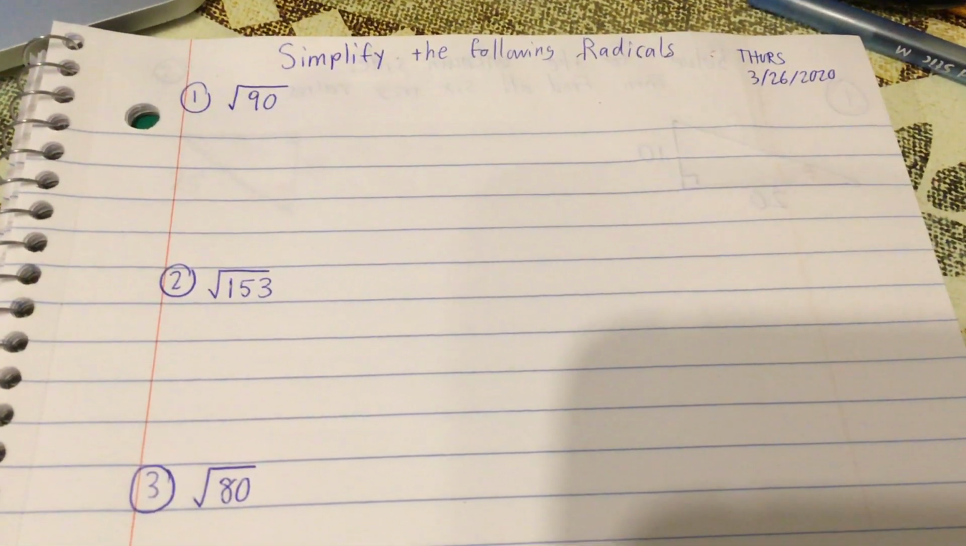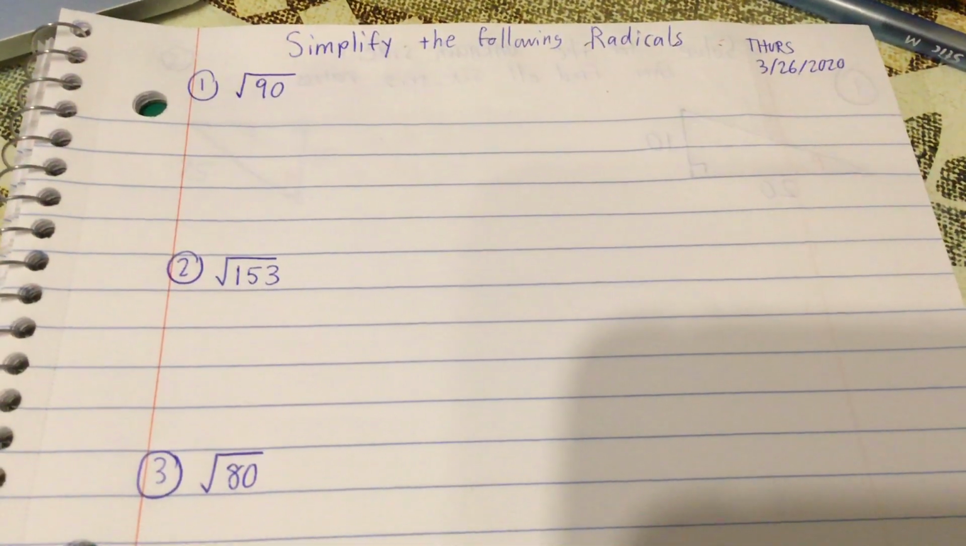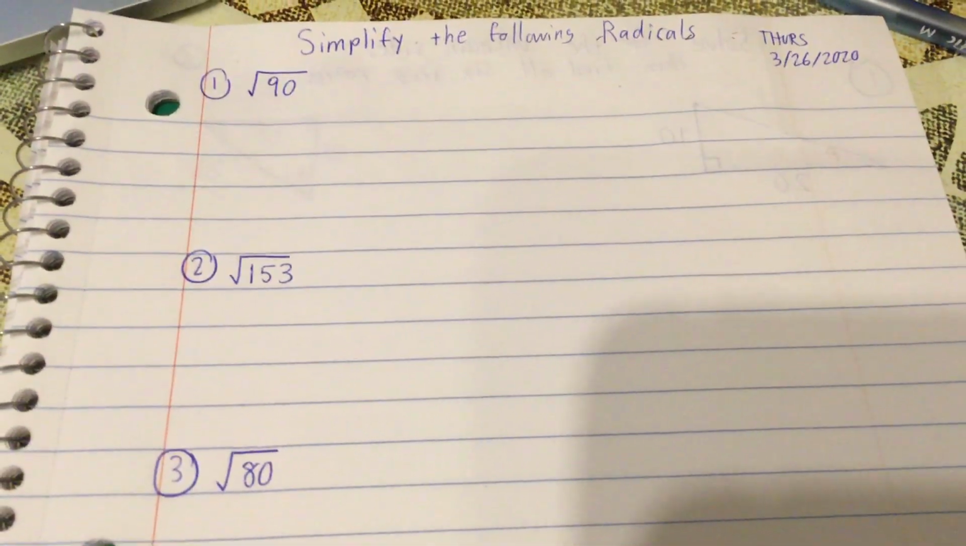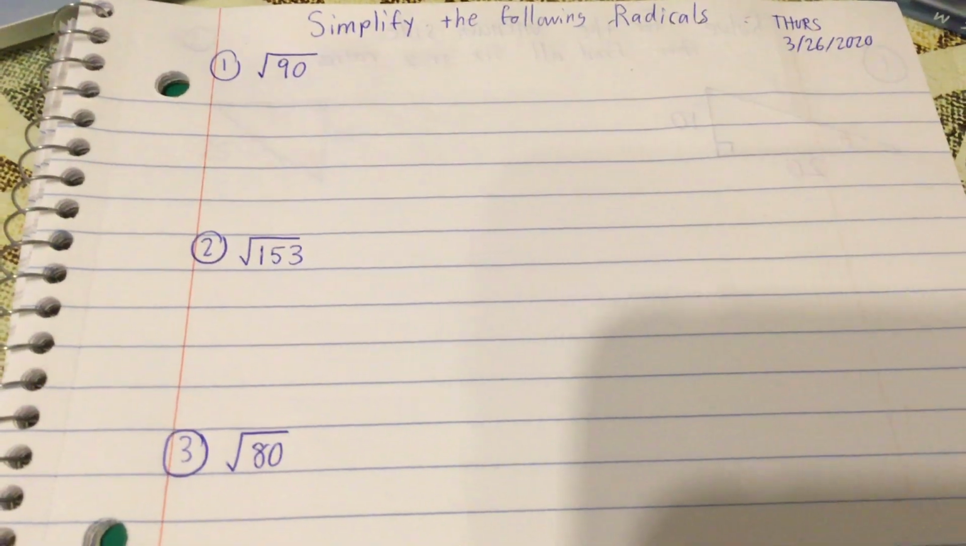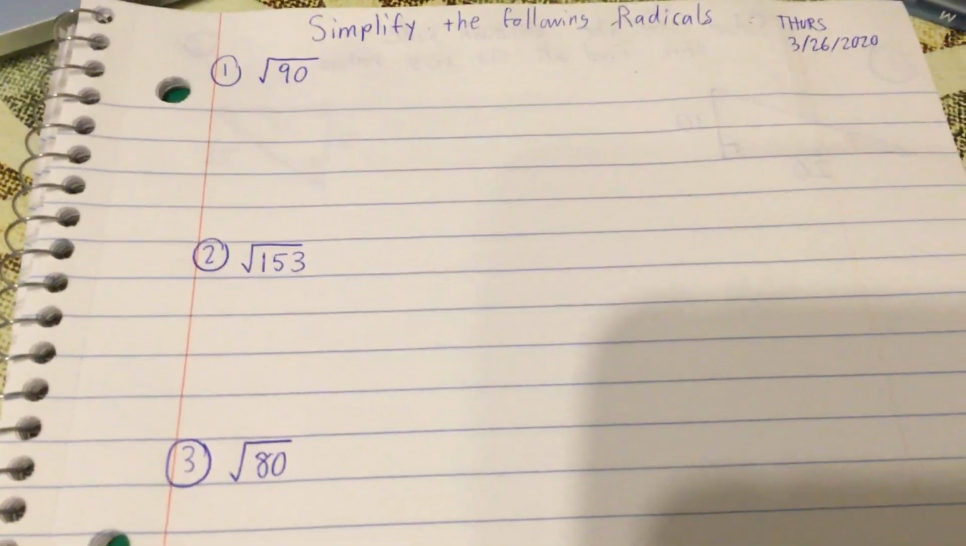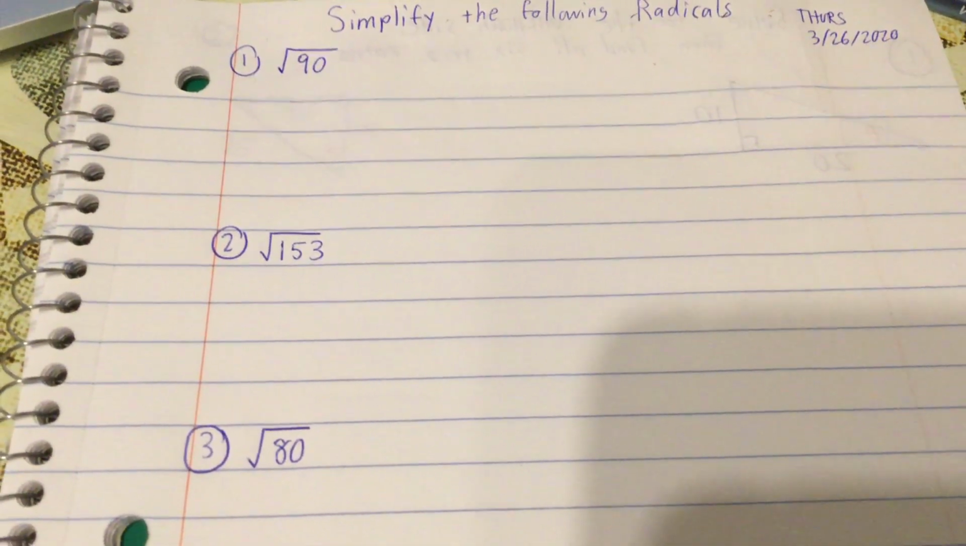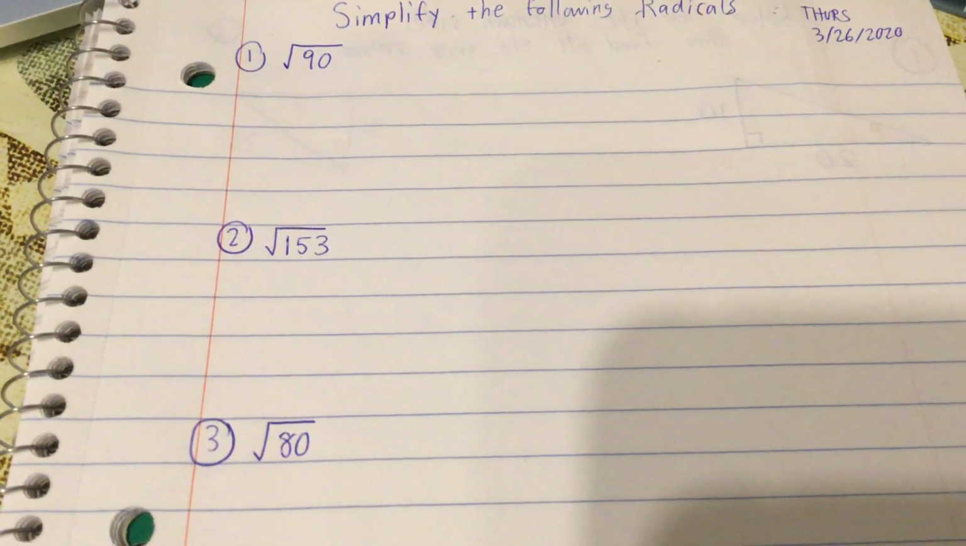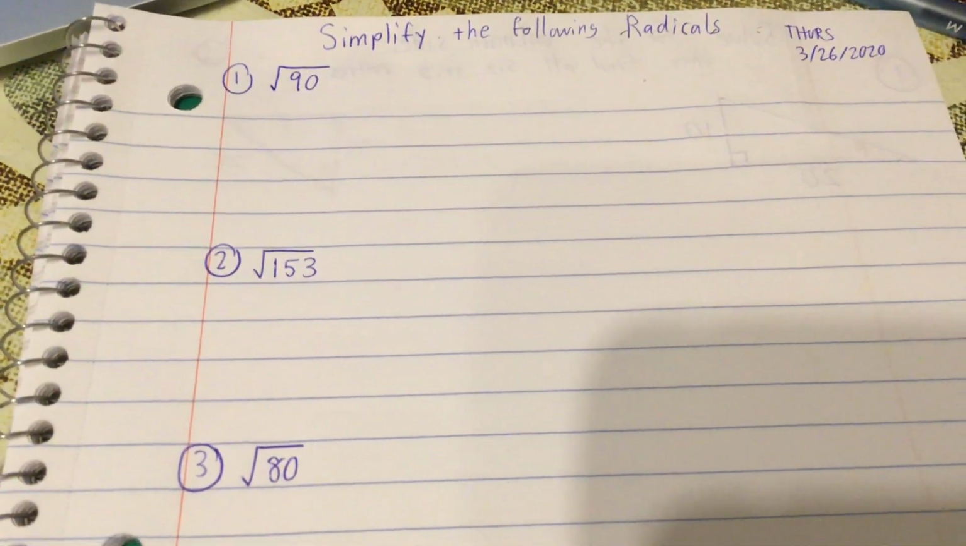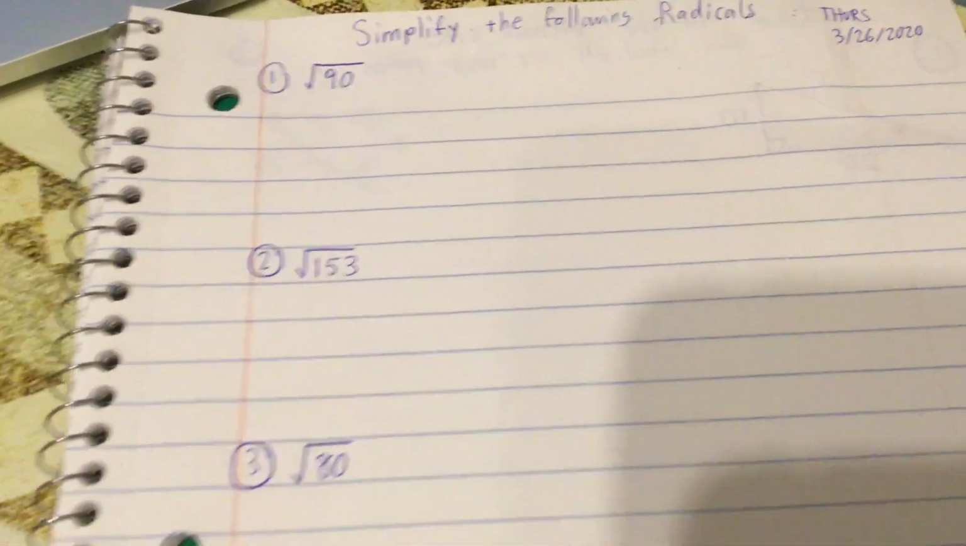Okay, we're going to do some simplifying radicals first, and then we're going to find all six trig ratios by using the Pythagorean theorem. I want to do today and tomorrow with this topic, and then I'll assign a test over the weekend, and it'll be due on Monday. So let's get rolling.